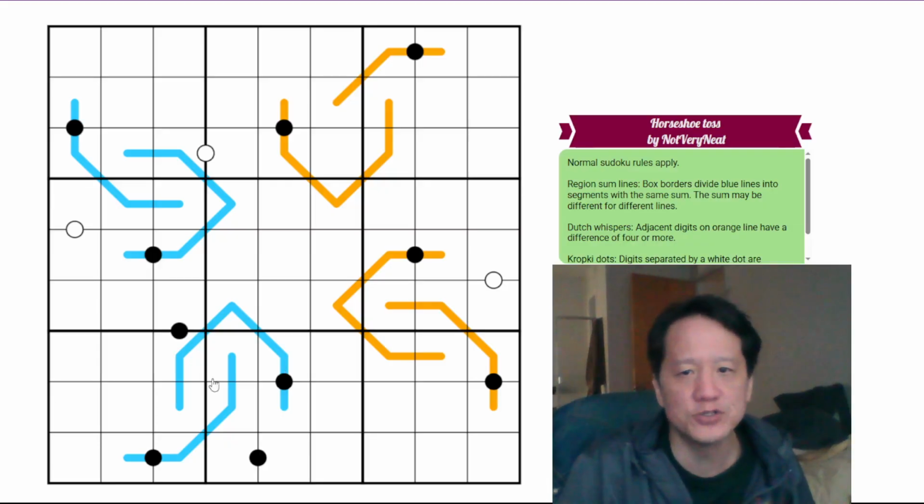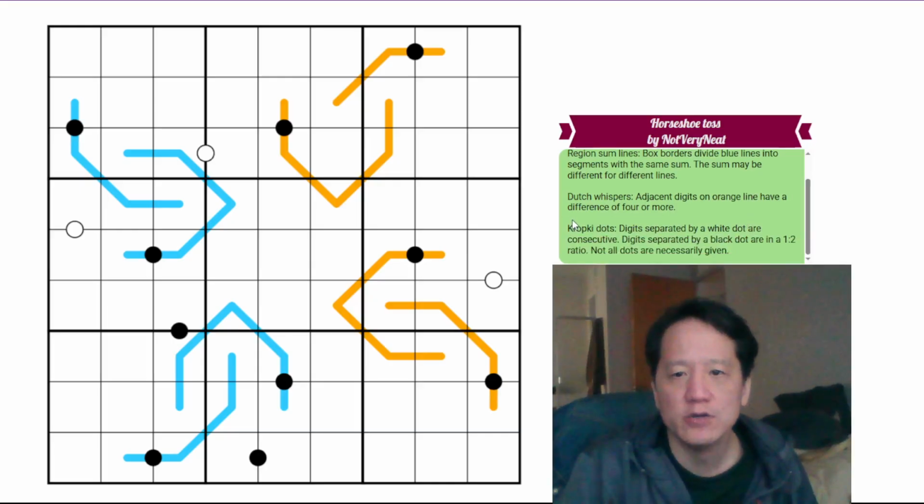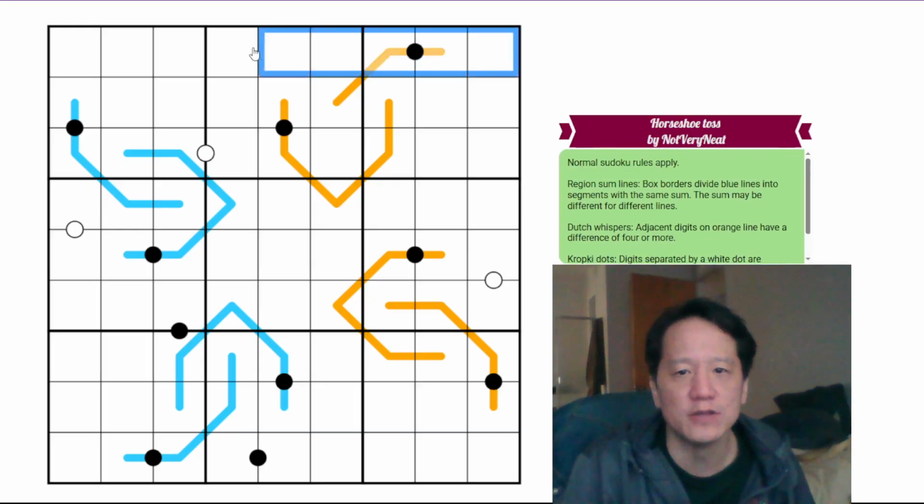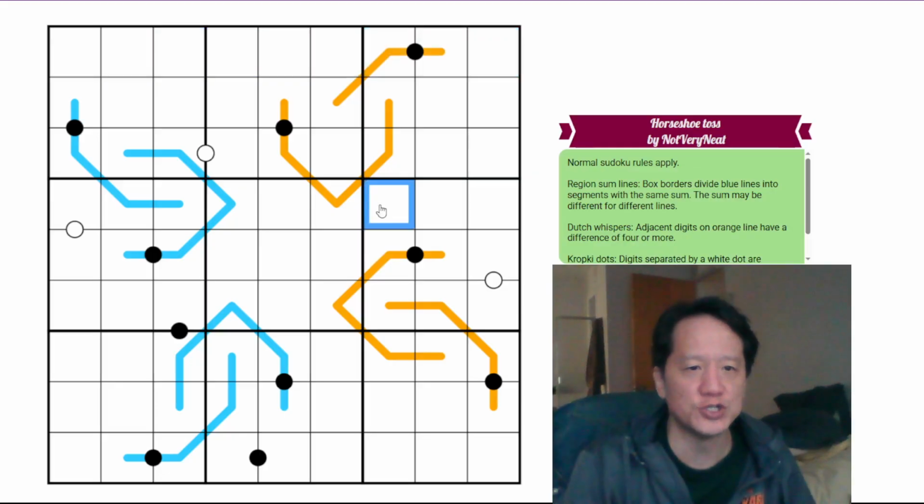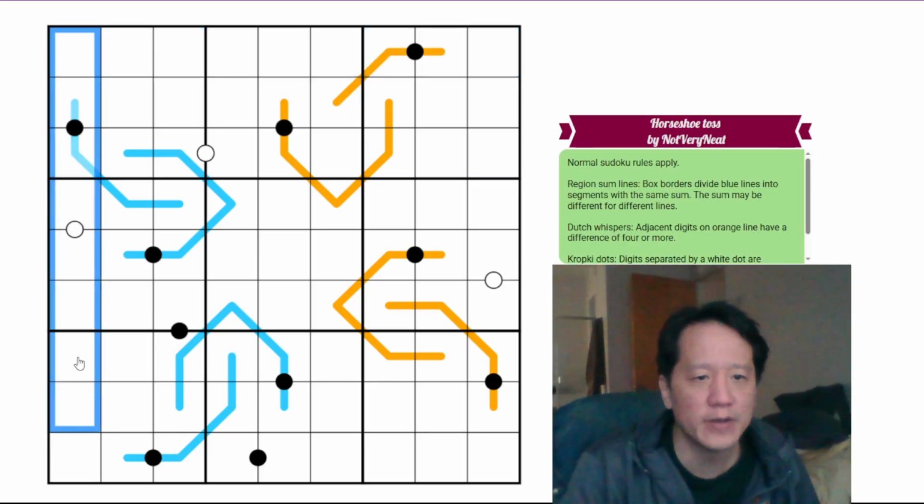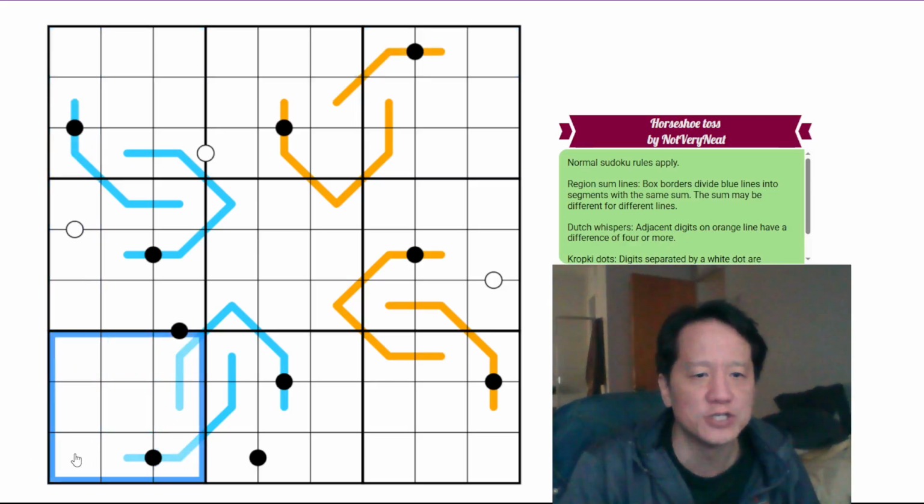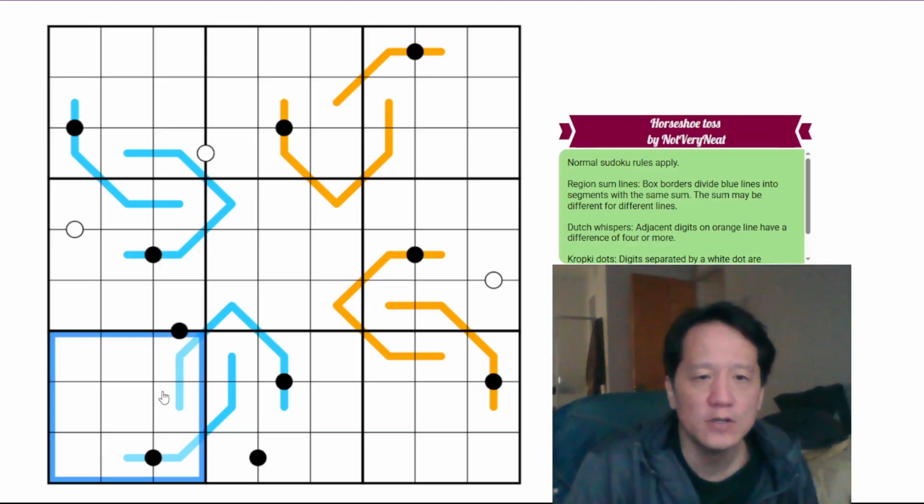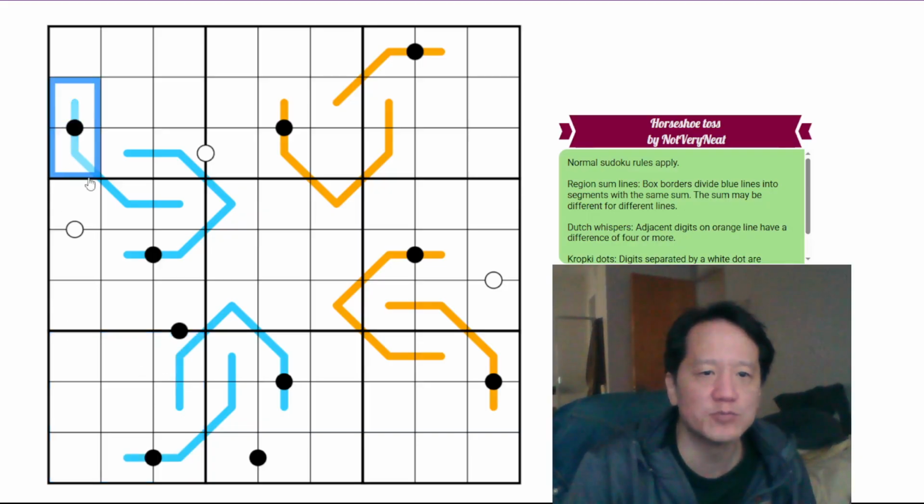Normal Sudoku rules apply, which means in every cell in the grid, place a single digit such that every row, column, and designated 9-cell region contains the digits 1 through 9 exactly once each. We have region sum lines, where box borders divide blue lines into segments with the same sum. The sum may be different for different lines.